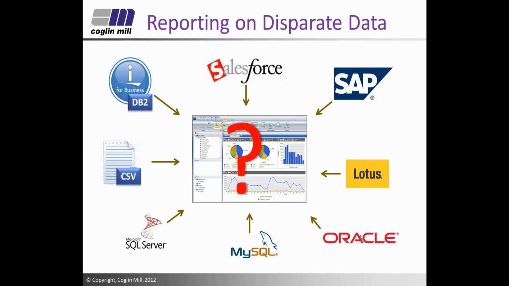How do I produce a dashboard like this when data could be coming from two, three, or four of these different places?